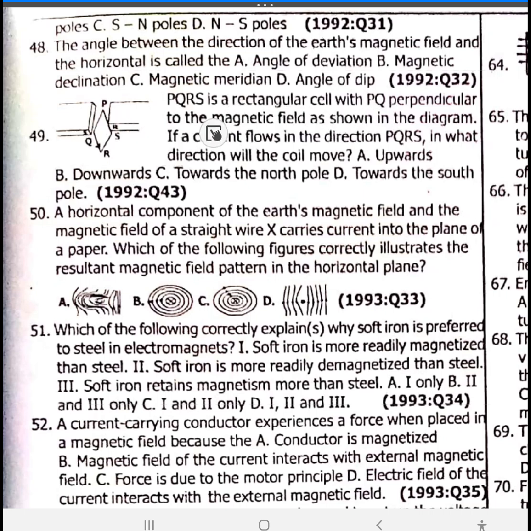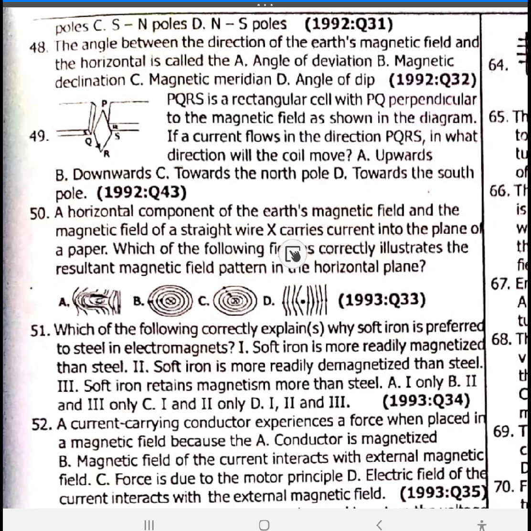PQRS is a rectangular coil with PQ perpendicular to the magnetic field as shown in the diagram. If a current flows in the direction PQRS, in what direction will the coil move? If you use Fleming's left-hand rule, which I will demonstrate, it's going to move downward. Option B.